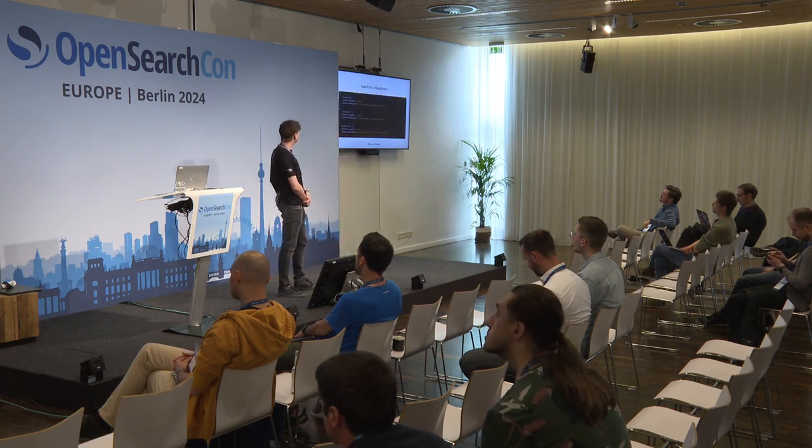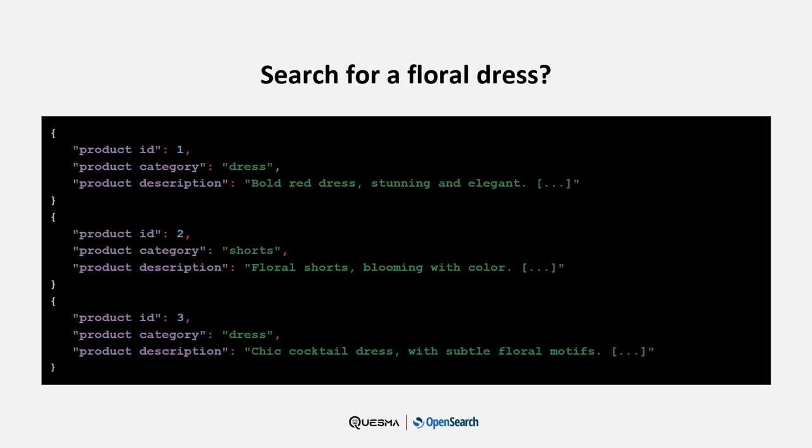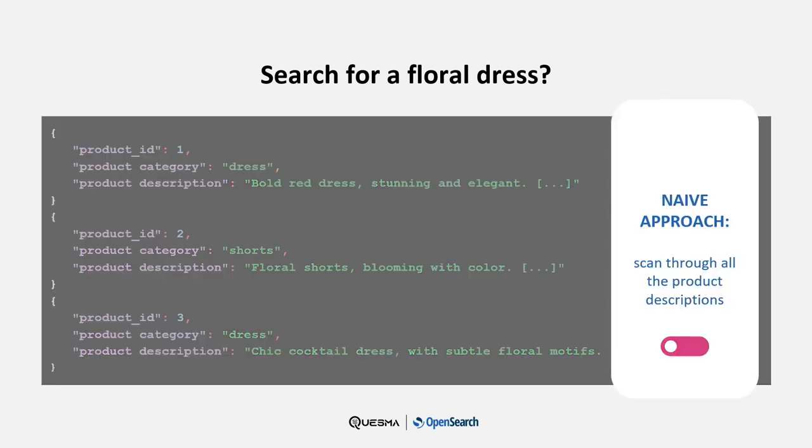We are going to use a very simple example. Let's say that we have an e-commerce store and three documents, three products in our document collection. There's an ID, there's a category, there's a product description, which is text. How would we search for a floral dress, for instance? By the way, I'm a father of a daughter, so there's a bias in my examples all the time. A very naive approach, as I said before, would be just to iterate over the product descriptions and find the matches within those descriptions.